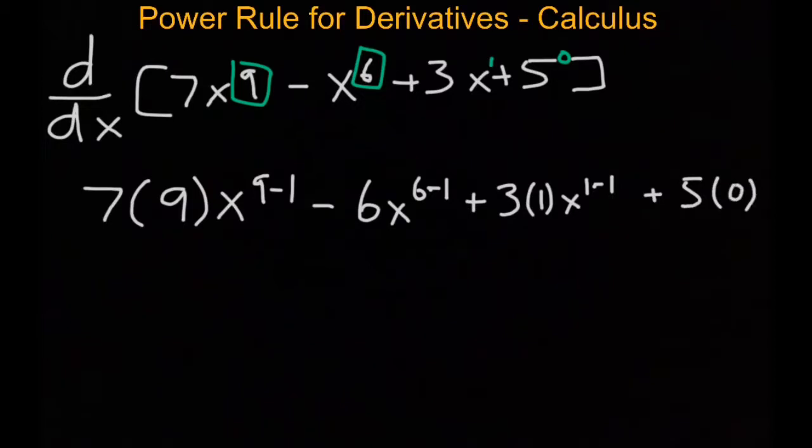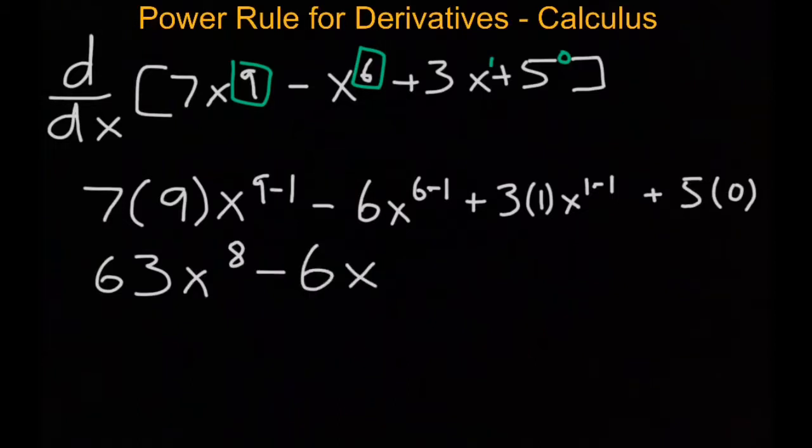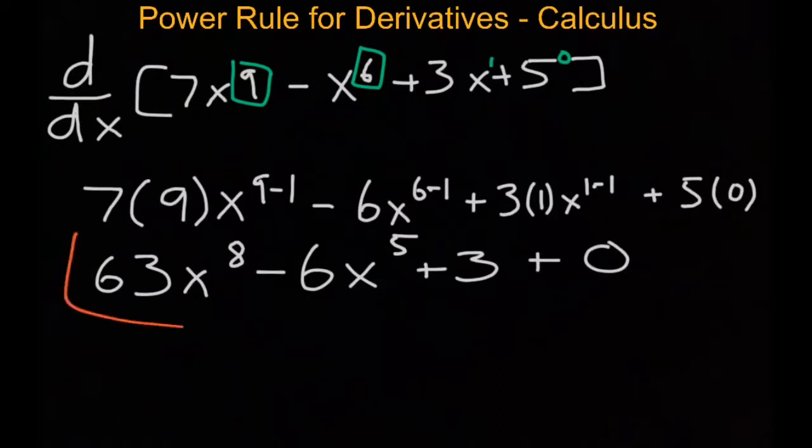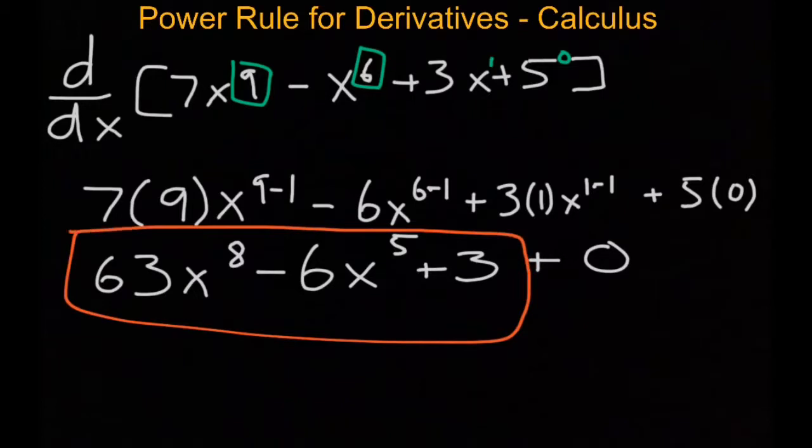So 7 times 9 is 63, and x to the power of 9 minus 1 is x to the power of 8. Negative 6 times x here, and x to the power of 6 minus 1 is simply 5, and 3 times 1 is 3. X to the power of 1 minus 1 is simply 0, so then x to the power of 0 is just 1, so we don't need to write anything down there, plus 5 times 0, which is just 0. So this right here would be our final answer.